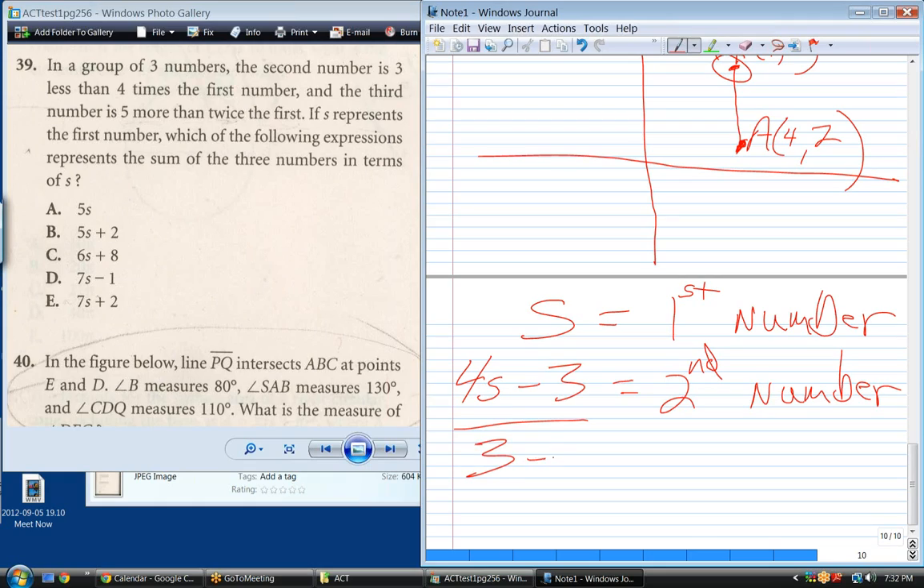Notice that it's not 3 minus 4s. In other words, they always try to confuse you with word problems by putting what is being subtracted first. Notice that they said the second number is 3 less. They will always do that. In other words, whenever 3 is going to be subtracted, they're going to say it's 3 less than that. So you have to be careful with that. You have to be careful not to put it in the wrong order. It's not 3 minus 4s, it's 4s minus 3. That is 3 less than 4 times the first number. Okay, what's the third number?